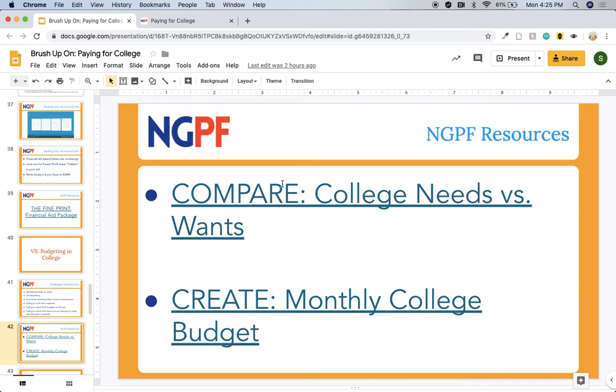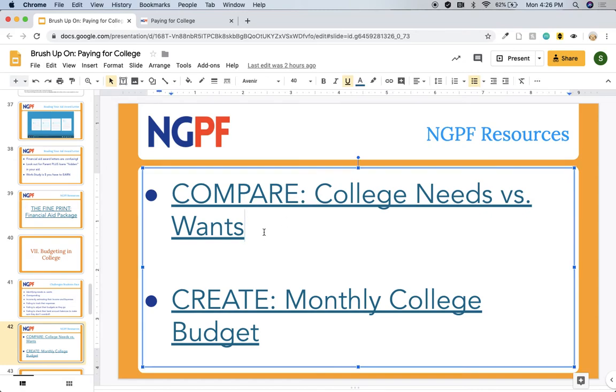So for these purposes, NGPF has 2 really awesome resources. One is College Needs versus Wants, where students will actually identify, is getting a new laptop a need or a want? Is getting a Netflix subscription or a Spotify subscription a need or a want? They're going to do this for their own selves, and then they will compare how they assessed their needs and wants with a partner, and they'll hopefully also see that needs and wants vary per person, and there's no right or wrong answer, but it's very dependent on what you value, what you want, what you need. And so that's a really great activity to do with students.